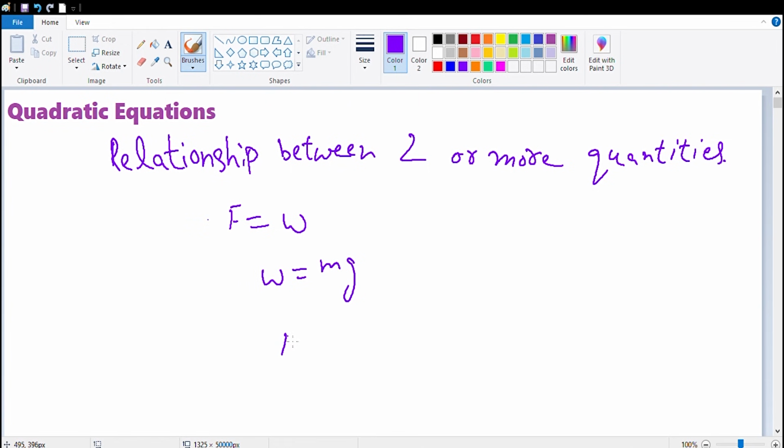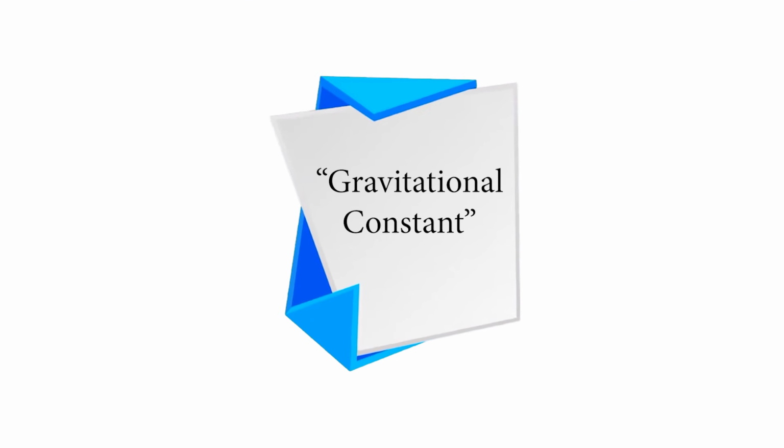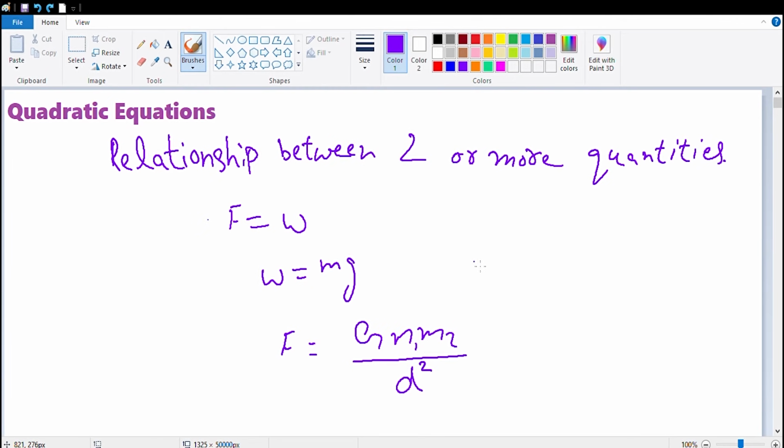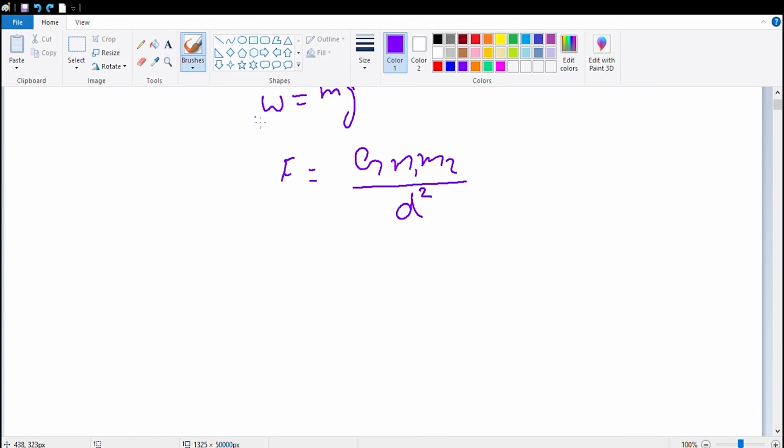Or it can even go up to F is equal to G m1 m2 divided by d squared, where F is force, G is gravitational force, gravity, force of gravity. M1 and M2 are the masses of the objects, and d squared is the square of the distance between them.